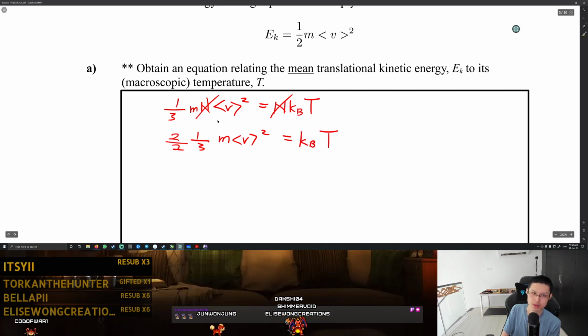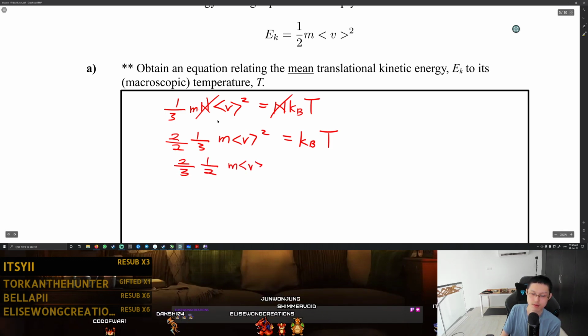And then we're going to swap the order for the denominators. So we have 2 over 3 and then 1 over 2. And then we're going to move the 2 over 3 to the other side.